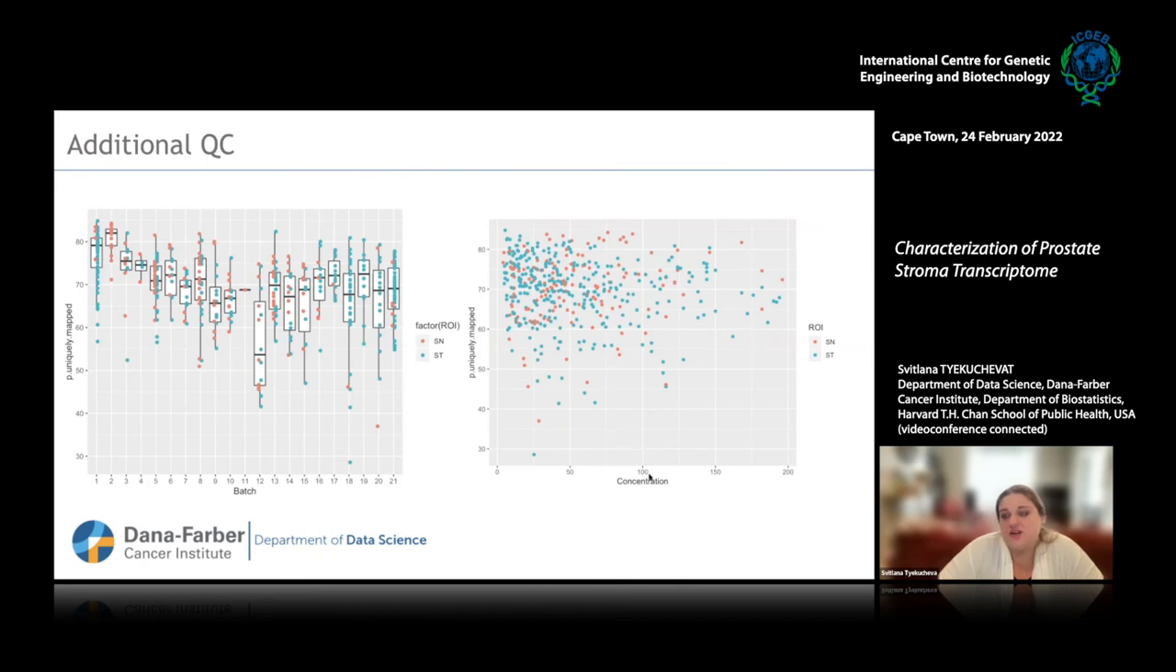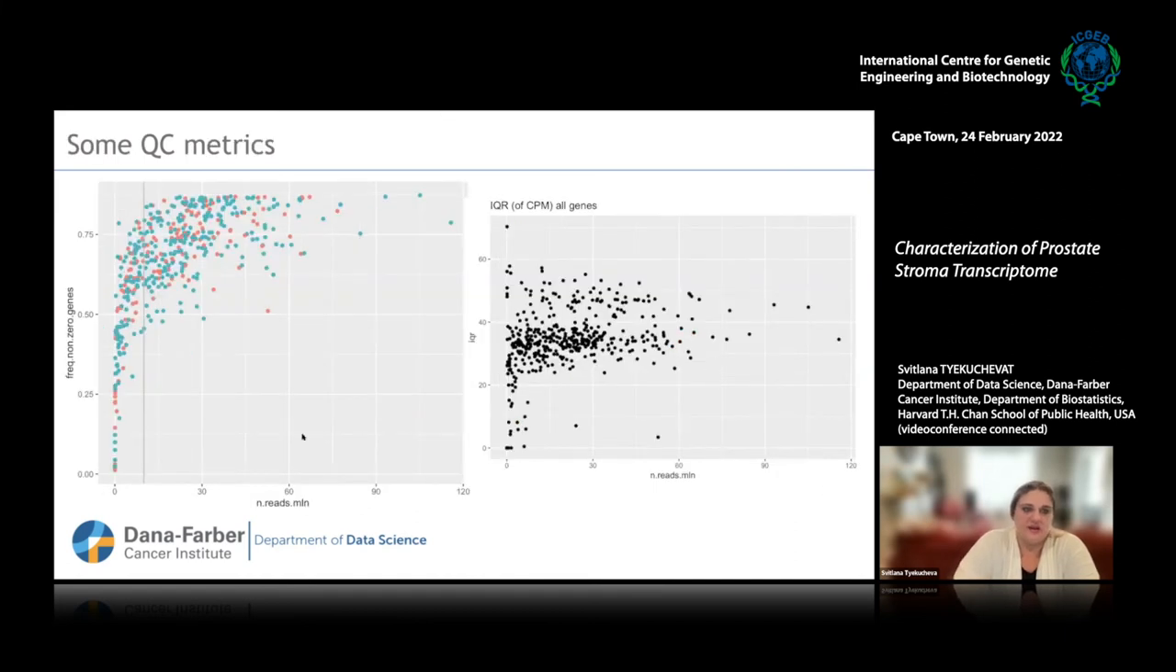These are the concentrations of the RNAs that we had. There is no clear correlation. Again, there were no significant differences between concentrations in the stroma tumor and the stroma normal. So we don't know why some samples are doing worse than others.